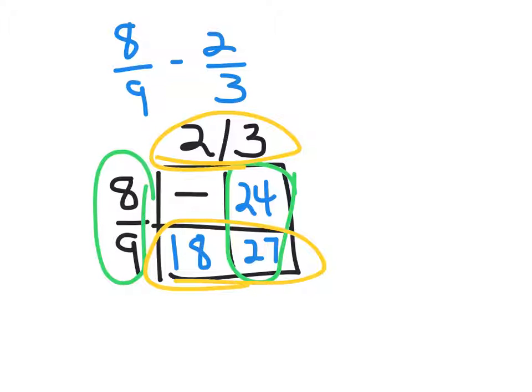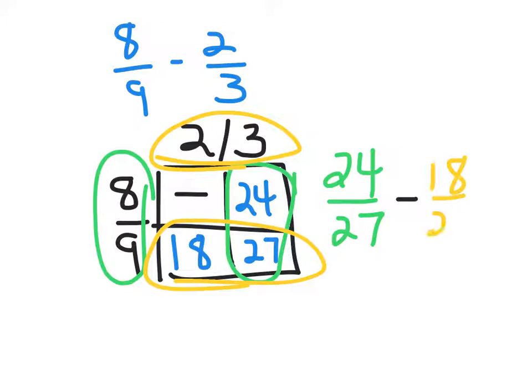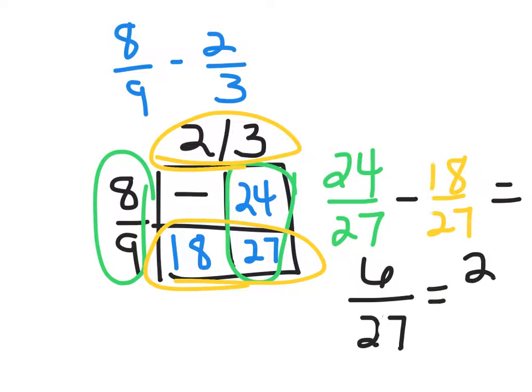When we rewrite this, we have 24/27 minus 18/27. 24 minus 18 is 6 over 27. Whoops, let's try that again. 27. That simplifies, when we divide both numerator and denominator by 3, to 2/9.